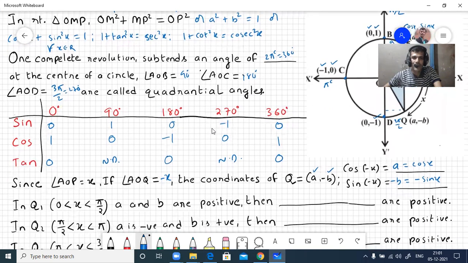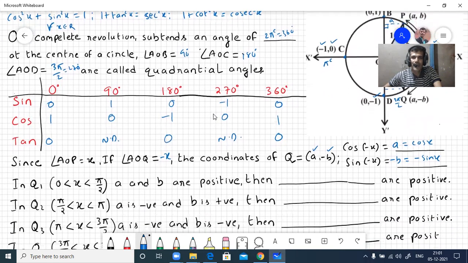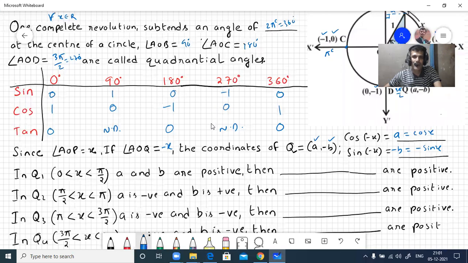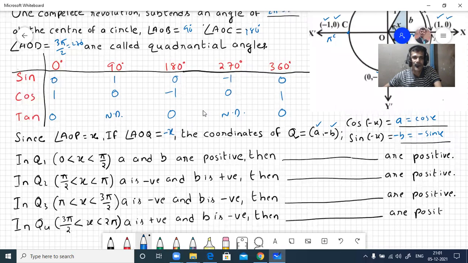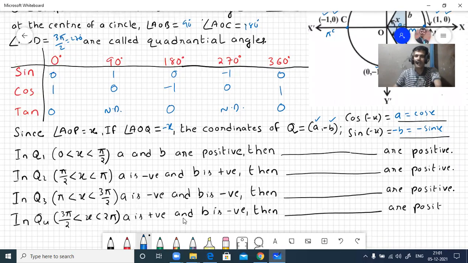Now the main agenda is in which quadrant, which values are positive. That is very important. In the first quadrant, the angle lies between 0 and 90. Both the x coordinate and y coordinate are positive, no? A and B are positive. Then all trigonometric ratios are positive in the first quadrant.